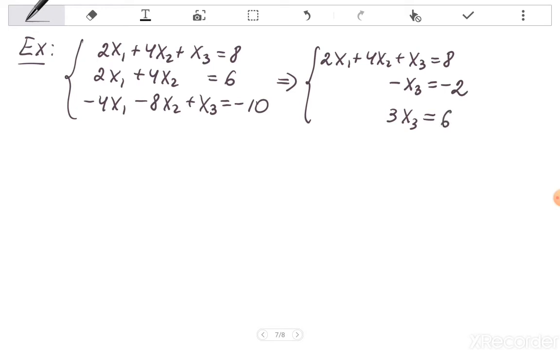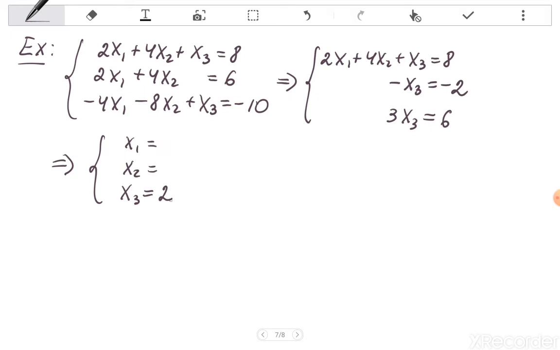So in fact, what do we have now? We eliminated not just x1 but also x2 from the equations, right? So in fact, we now already have that x3 is 2 from either of the two equations. This one, x3 is 2, and this one, x3 is 2. So we need to find x1 and x2.